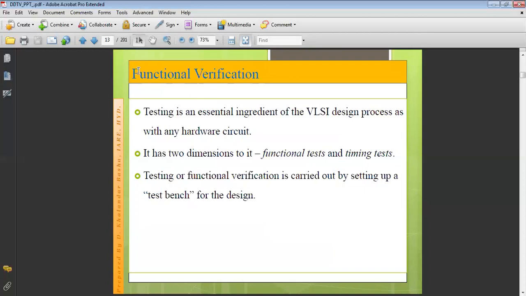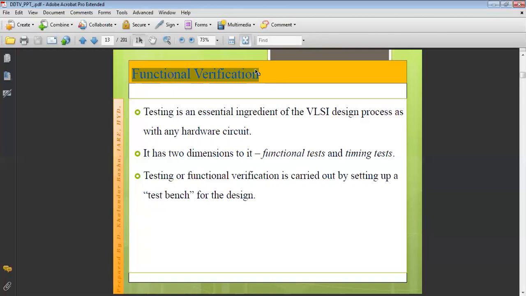Now we'll talk about the functional verification of the circuit here. Testing is an essential ingredient of the VLSI design process with any hardware circuit. Why? Because we are fabricating a device which consists of a large number of components. So when we are launching those integrated circuits into the market, we compulsorily have to test. For that purpose, we have to perform this functional verification of the circuit here.